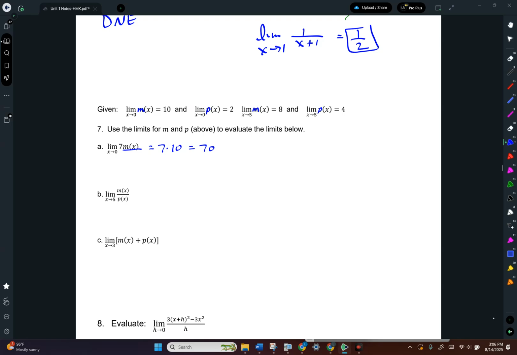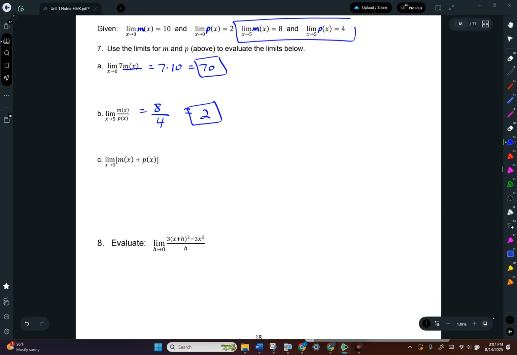Okay, letter B. Notice this is the limit as x approaches 5, so we're talking about these over here. So what it approaches matters. So in this case, as x approaches 5 of m, I'm going to get 8. And as x approaches 5 of p, I'm going to get 4, which equals 2.